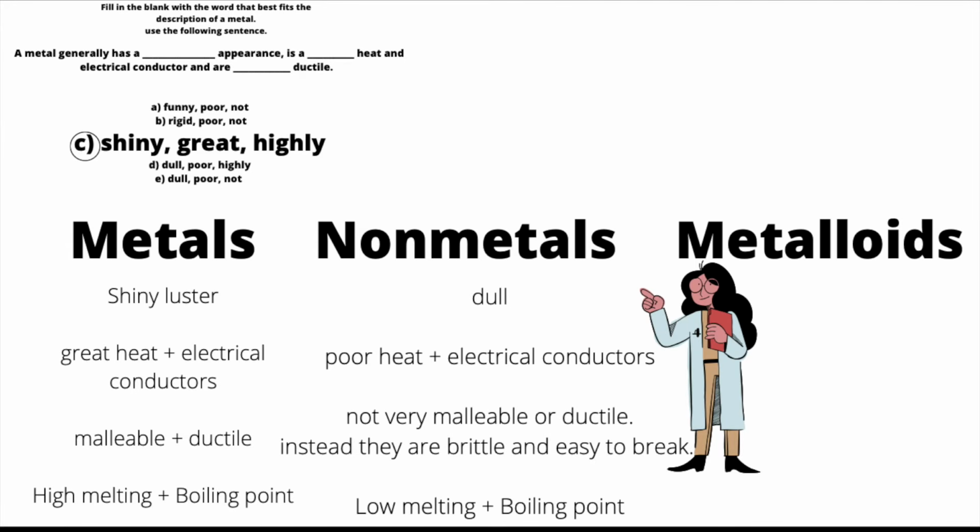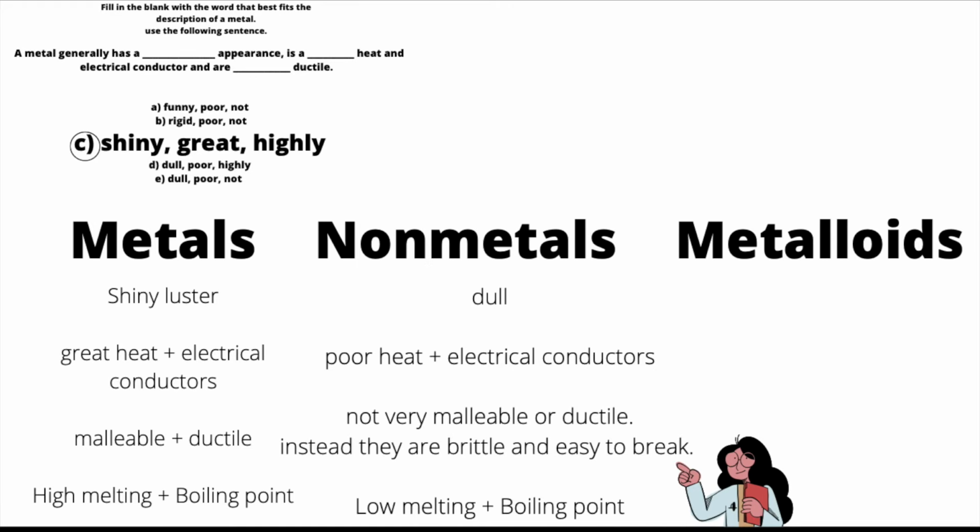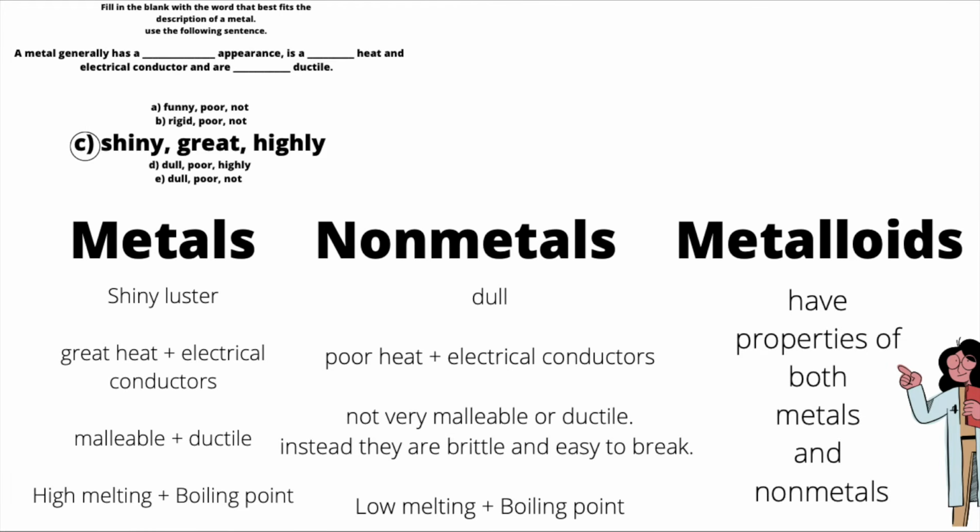Nonmetals are pretty much the opposite. They are dull in appearance. They are poor heat and electrical conductors. They're not very malleable or ductile. Instead, they're brittle and they pretty much just break easily. And they have a low melting and boiling point, meaning it does not take a lot of heat energy to get them to a melting or boiling point. Metalloids have properties of both metals and nonmetals, so it really just depends on the singular metalloid element.